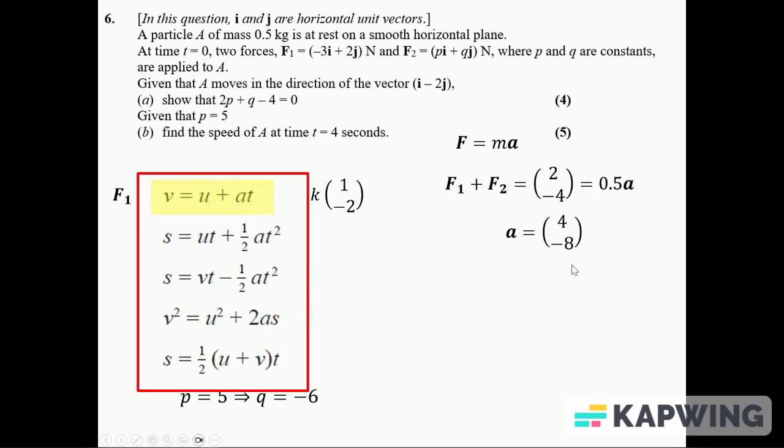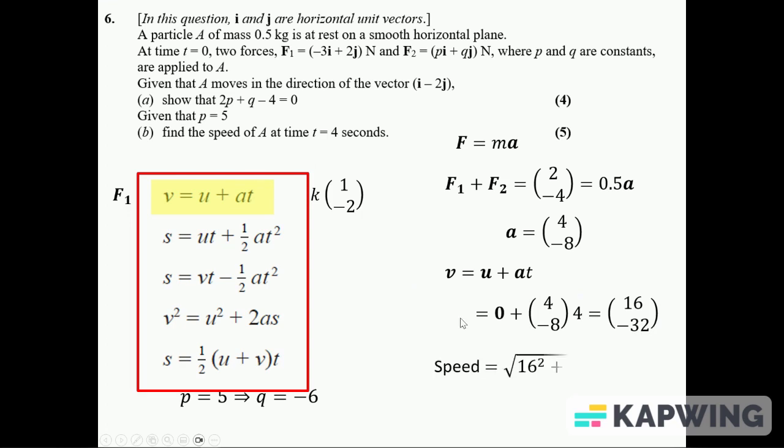And then if I do suvat to find the velocity at time t equals 4, I'll use v equals u plus at. The v is what I want. The u is 0, and the a is that (4, minus 8). I'm going to multiply that by 4. When t is equal to 4 seconds, that gives me (16, minus 32). But it wants the speed, so I need to do Pythagoras on that to get 16 squared plus minus 32 squared, giving me the square root of 1,280, which is about 35.8 meters per second.